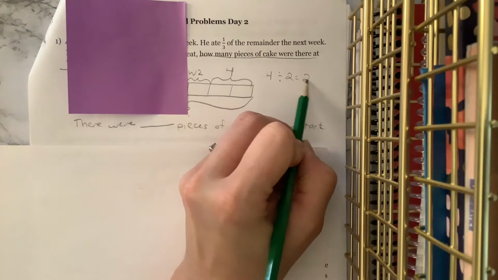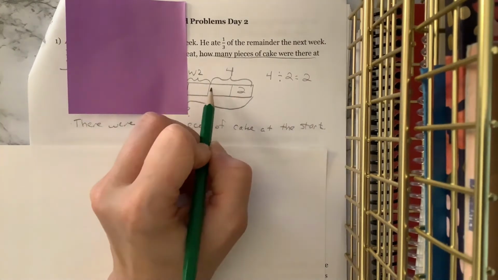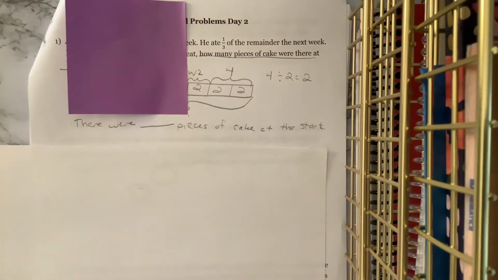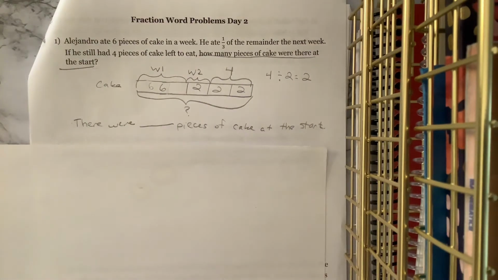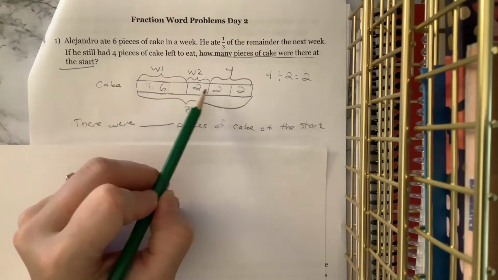So 4 divided by 2 is 2. That means each of these boxes is equal to 2, right? These are 3 equal boxes. So now we look back.